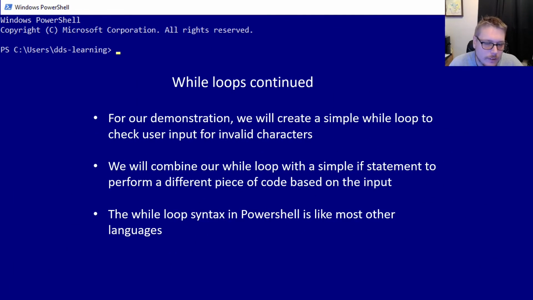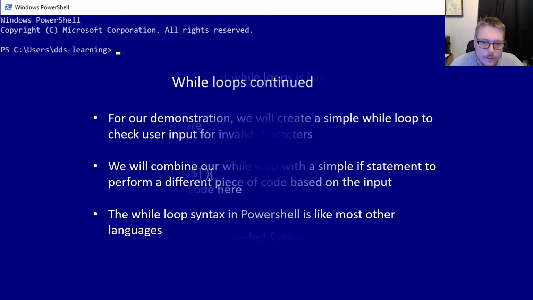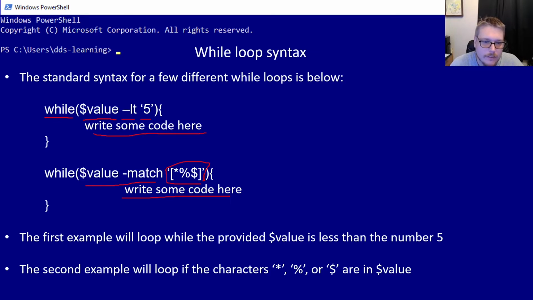For our demonstration, we'll create a simple loop, check for user input with invalid characters, and combine our loop with a simple if statement to perform different pieces of code based on whatever comes in. The while loop syntax in PowerShell is very similar to that of the other C languages with the brackets, and we'll demonstrate that in just a moment. Python, being a white space oriented language, does not have those.